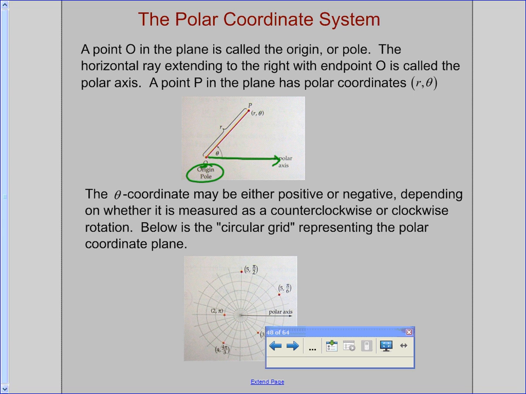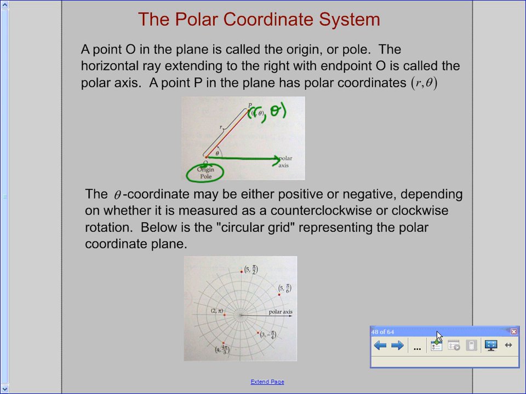A point P on the plane is going to have polar coordinates r, theta here, and the theta coordinate may be either positive or negative, depending on how it's measured, whether counterclockwise or clockwise. And what I'm going to show you really quick is a comparison between polar coordinates and the xy coordinate plane.